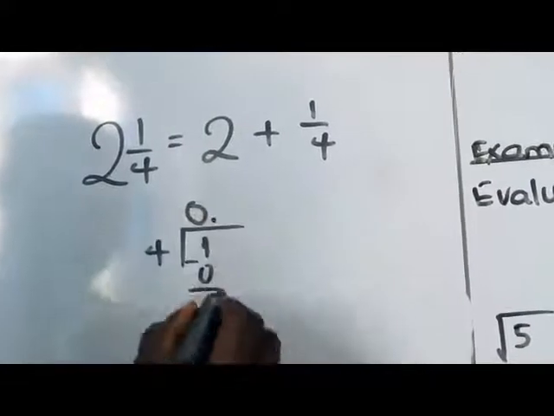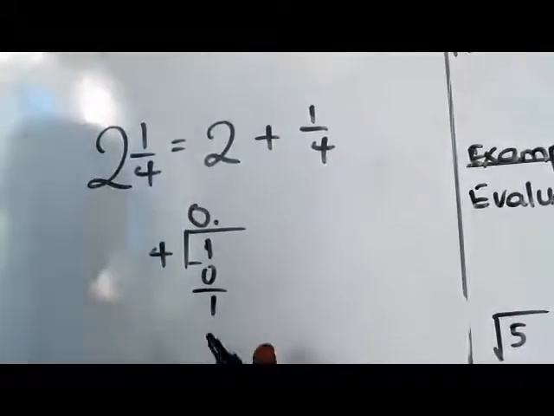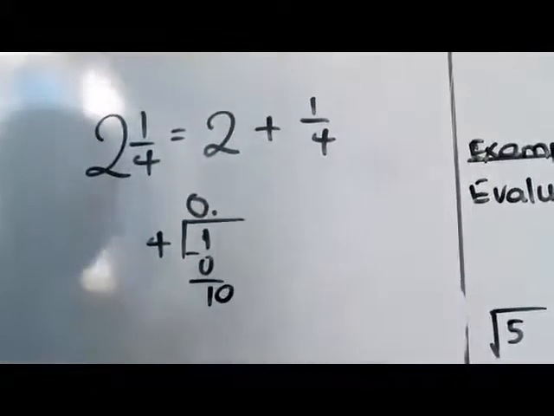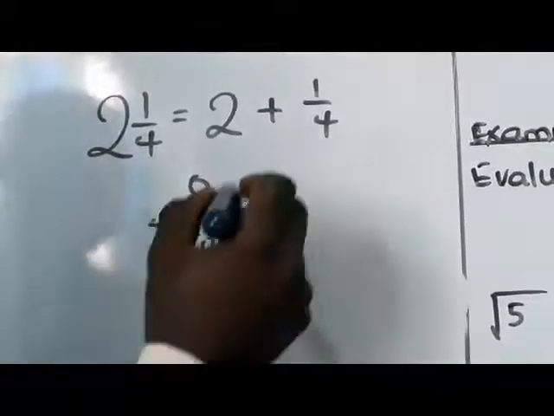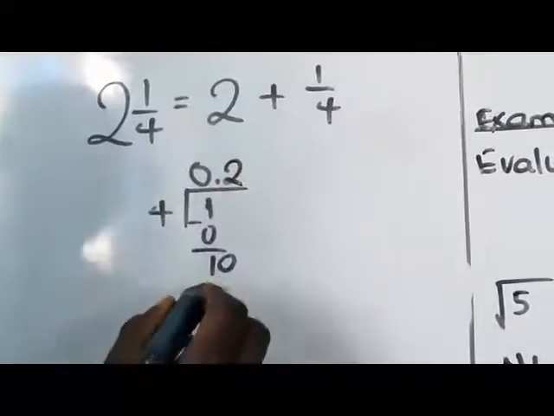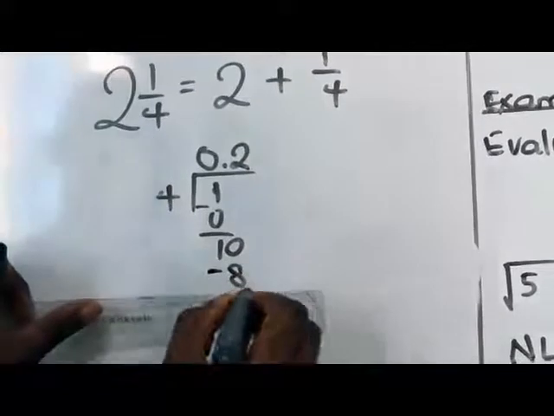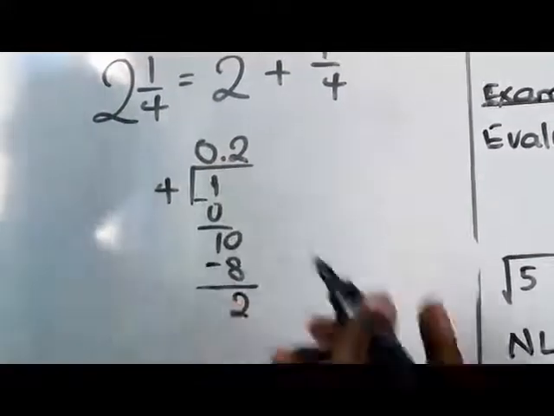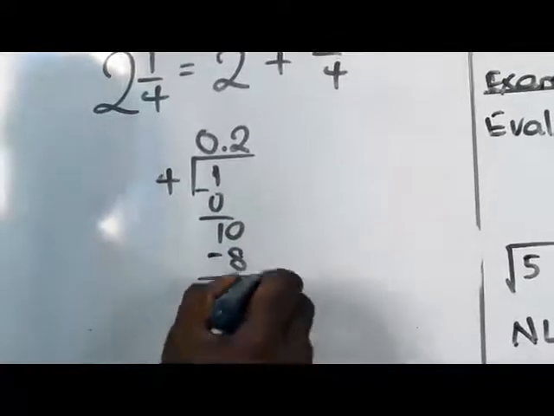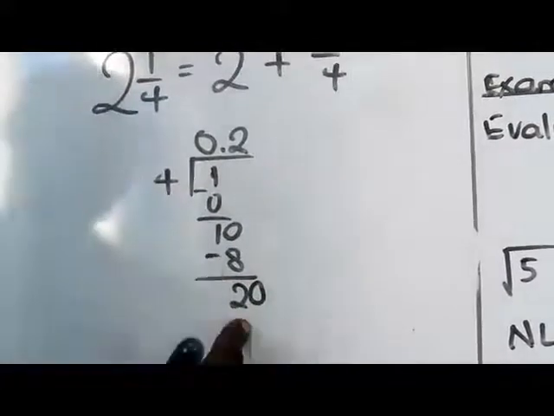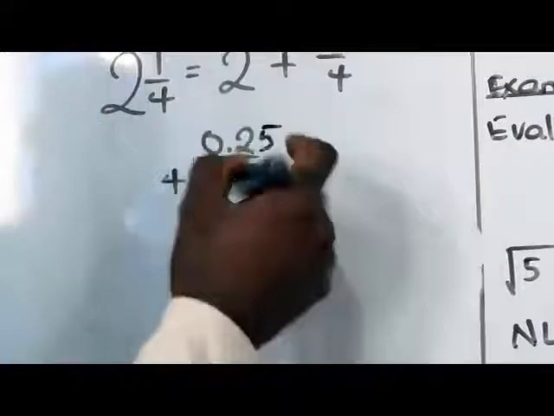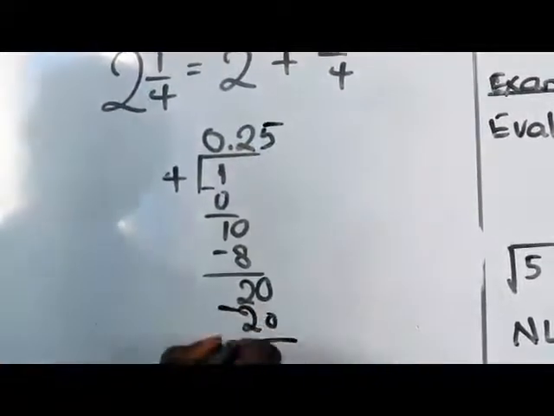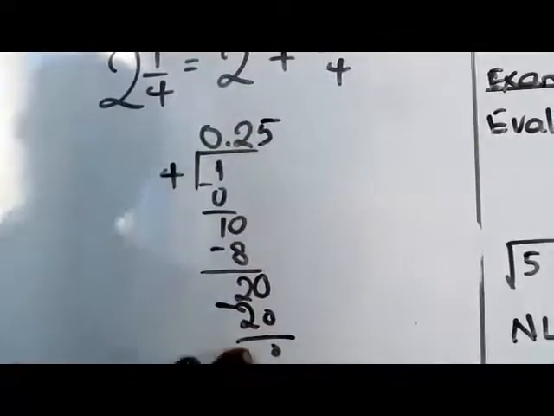So I can put a decimal point here so that I can have as many zeros as I want. So if I put a 0 here, 4 in 10 gives me 2. So 2 times 4 gives me 8. If you subtract this again, you have 2. Since you already had decimal points, you can add as many zeros as many times as you want. So if I'm adding another 0 here, 4 in 20 gives me 5, and then 5 times 4 gives me 20. At this point, I have a remainder of 0, so there is nothing to do.